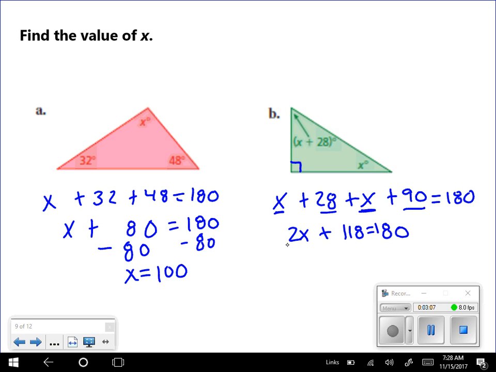Alright, now I have a two-step equation. I always want to work with my subtraction first. So I have 2x equals 62. Final step would be to divide, and x would equal 31. So again, you could check this by saying 31 plus 28 plus 31 plus 90 should be 180.